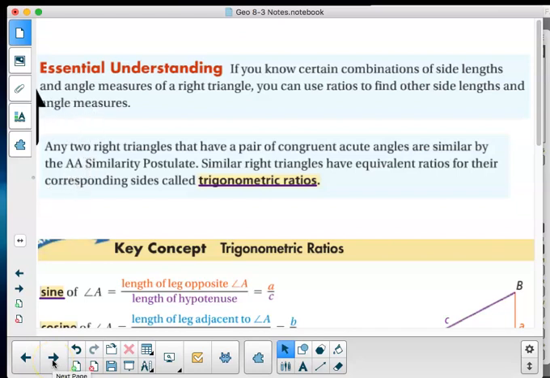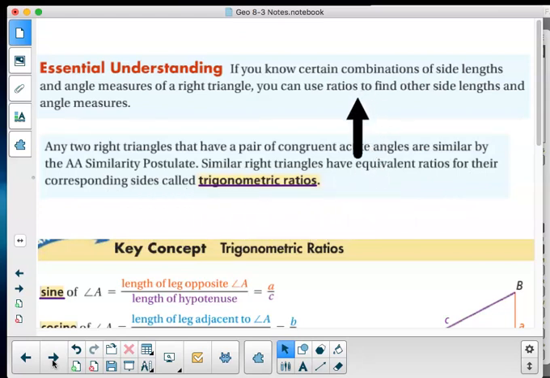Okay, our essential understanding. If you know certain combinations of side lengths and angle measures of a right triangle, you can use ratios to find other side lengths and angle measures. And that's what we call solving a triangle. Any two right triangles that have a pair of congruent acute angles are similar by the angle-angle similarity postulate. Similar right triangles have equivalent ratios for their corresponding sides called trigonometric ratios.